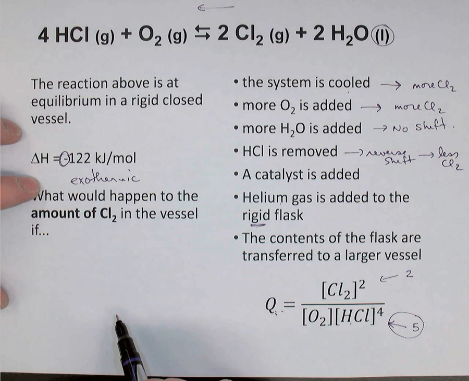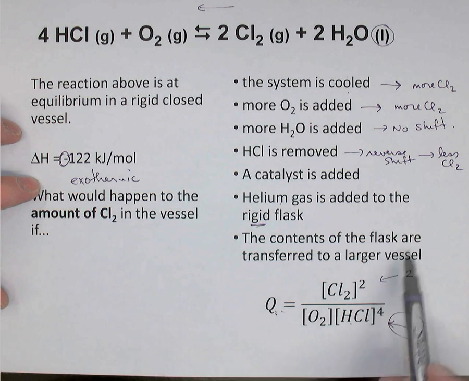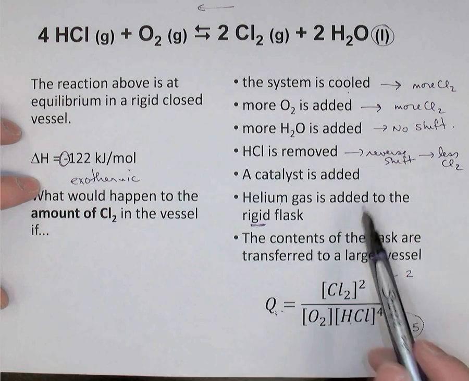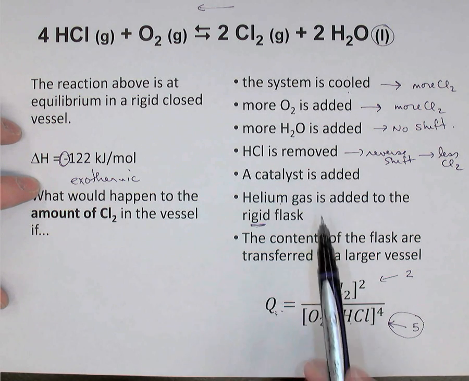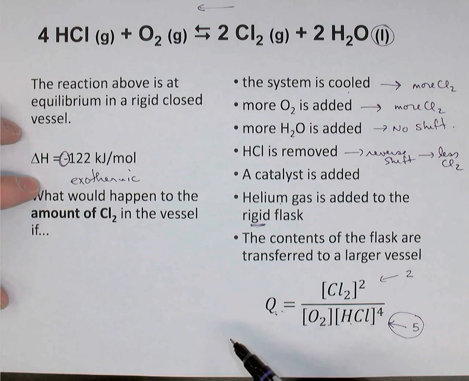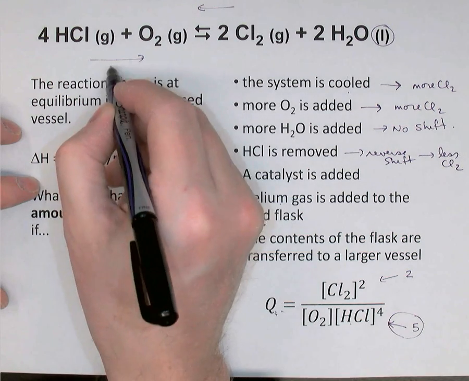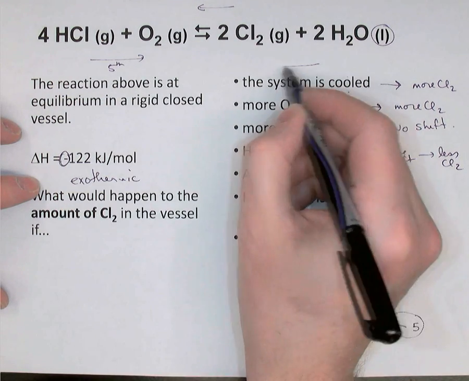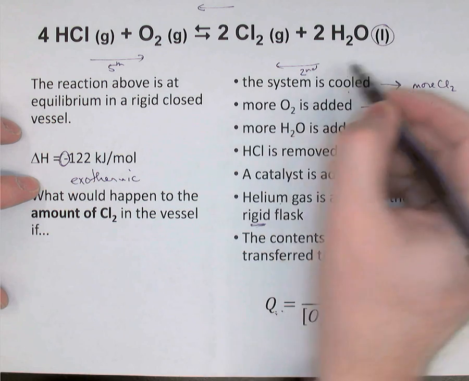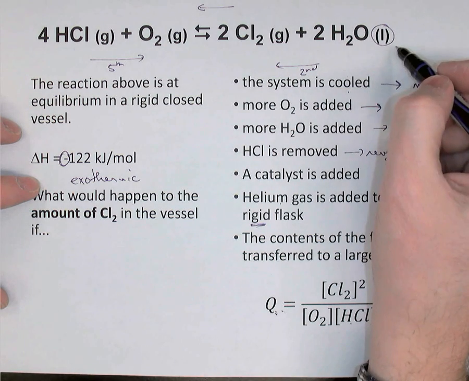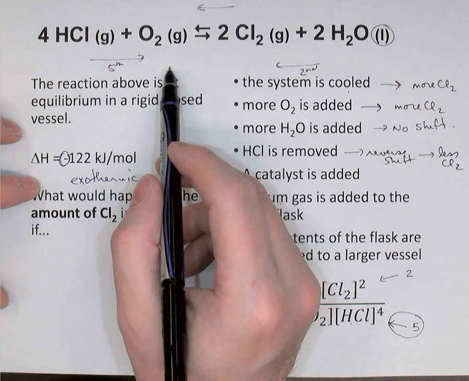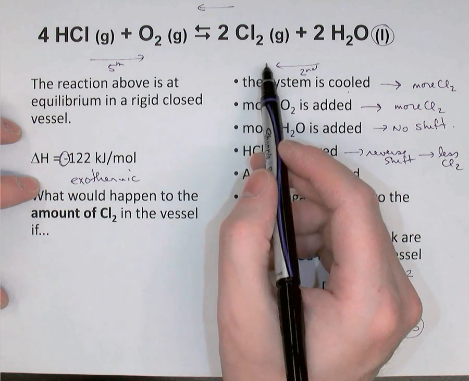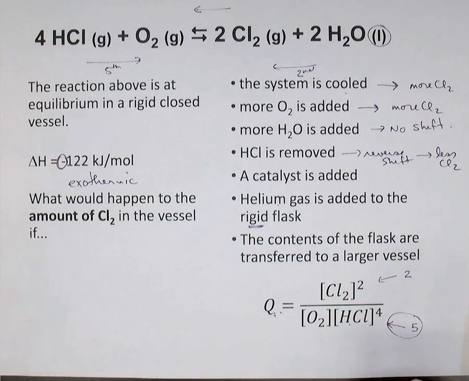From a kinetics perspective, you'd say that this increased volume causes all the concentrations to drop. That causes the rates of the forward and reverse reactions to drop. Because the forward rate is fifth order, the reverse rate is only second order. Notice I'm ignoring the liquid when I talk about that. The forward rate will decrease more than the reverse rate. Now the reverse rate's larger than the forward rate, you get a backward shift.